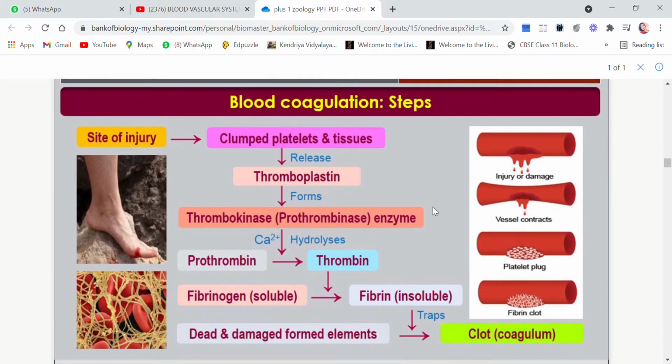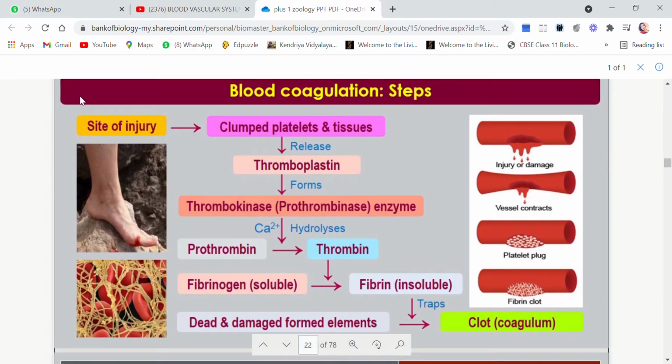Now how does it take place? Let's see that. For that there should be a site of injury. So this person has been injured here, see, on the foot. So at the site of injury where there is the wound, few of the tissues and platelets have been worn out or clumped. Okay, there is wear and tear of the tissues here. So these clumped platelets and tissues will release thromboplastin, which is already present in the blood.